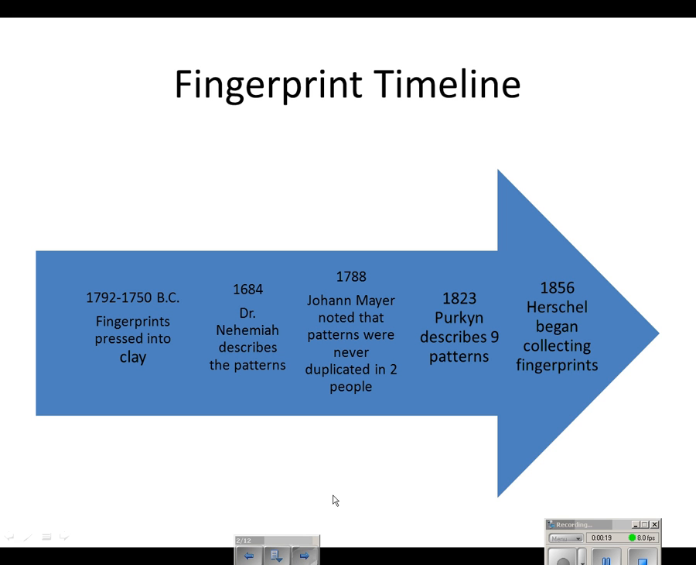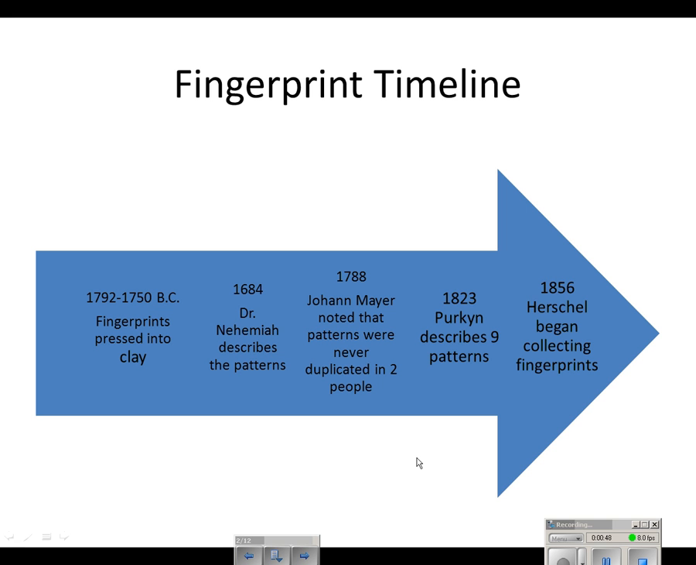To talk about the history of fingerprints a little bit, from 1792 to 1750 BC, fingerprints were actually pressed into clay, typically the thumbprint, to work as an identifier for authors of artistic work or tablets that contain documents in ancient Babylon. 1684, Dr. Nehemiah describes the different patterns in fingerprints. And 1788, Johann Mayer noted that the patterns were never duplicated in two people. Even identical twins had different fingerprint patterns.